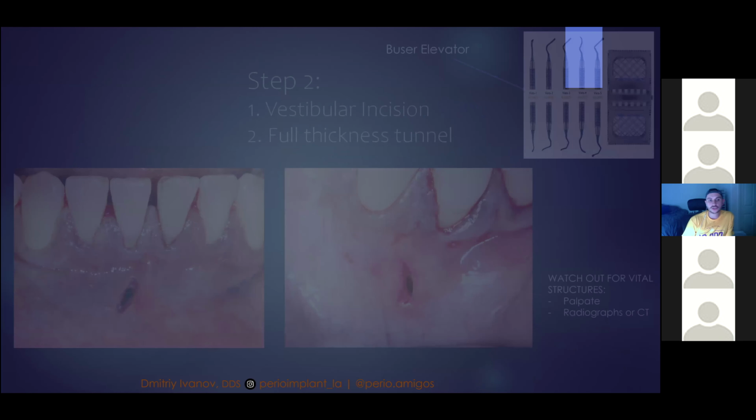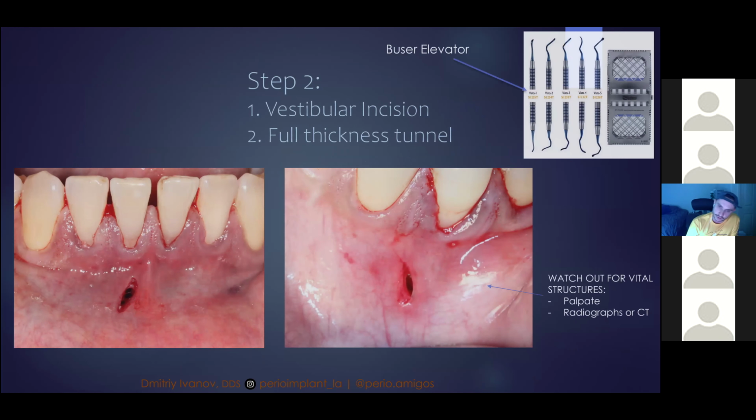So step number 2 is to create a vestibular tunnel, right? Everything at this point is done through that vestibular tunnel. And this is a full thickness tunnel. So you go straight to bone, then you create a tunnel from the vestibule, going mesially, going distally to beyond the recession areas.